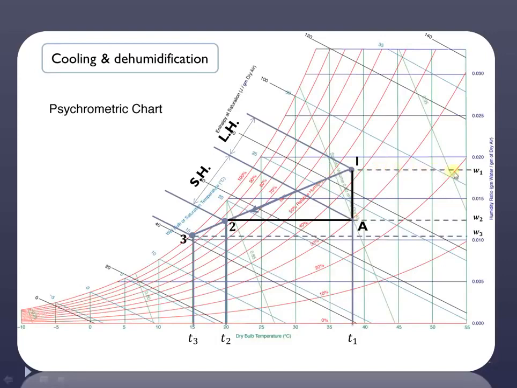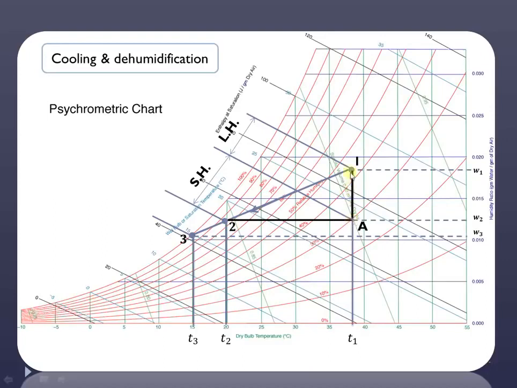From 1, draw a horizontal line, so you'll get the value of W1, then this is W2 or WA, and from 3 you'll get the value of W3. Now as you can see, why we are calling this sensible heat, because if you consider the process A to 2, then in this particular case there is no change in the moisture content of the air. The moisture content at point 2 will be the same as the moisture content at point A, and therefore that process is known as the sensible process or sensible cooling process.